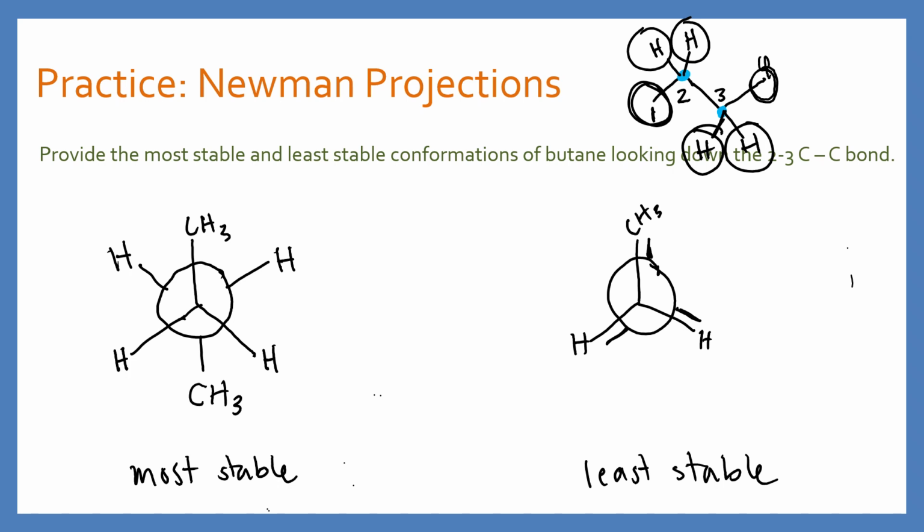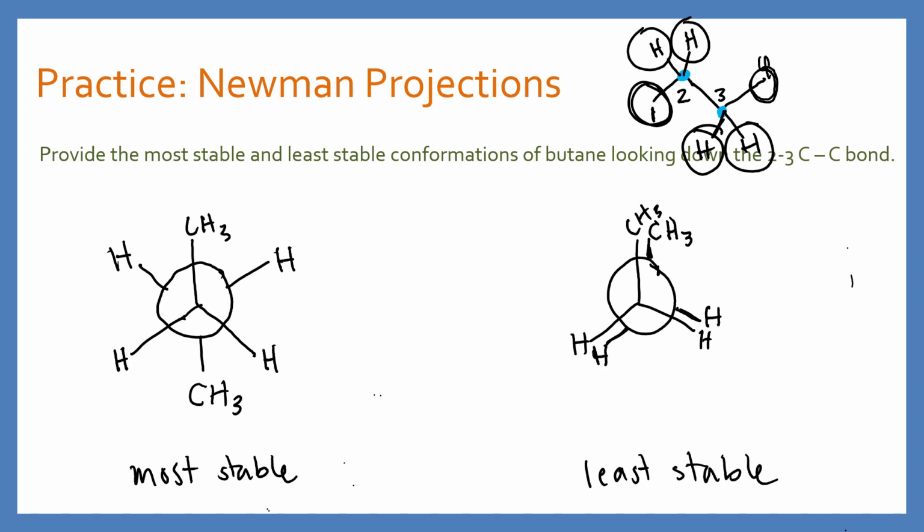For my least stable conformation, I want to do the exact opposite. I still have to place those same 3 items on these bonds, but I want to make my molecule as uncomfortable as it possibly can be. So I'm going to put my methyl group here, right behind my other methyl group, and then put my hydrogens here.